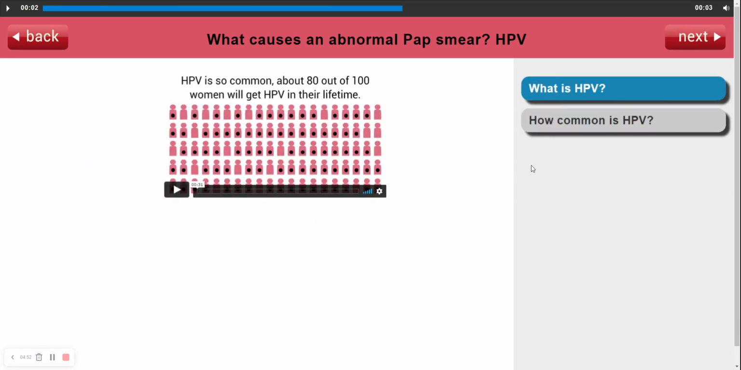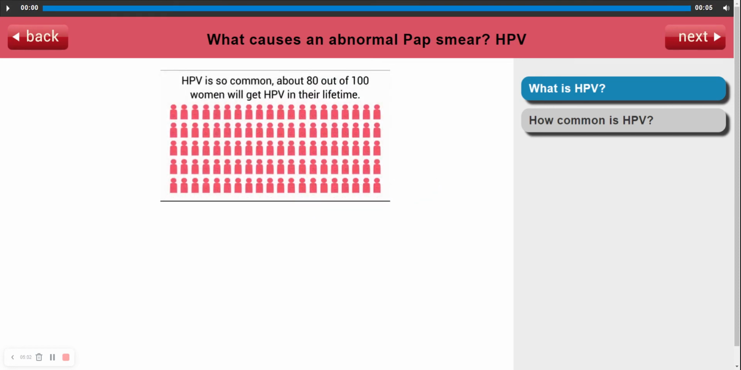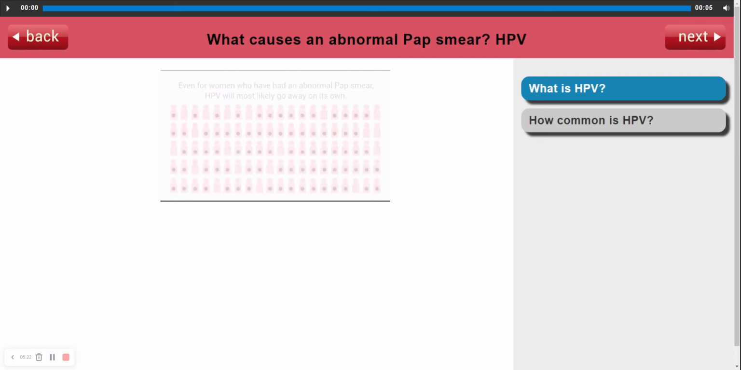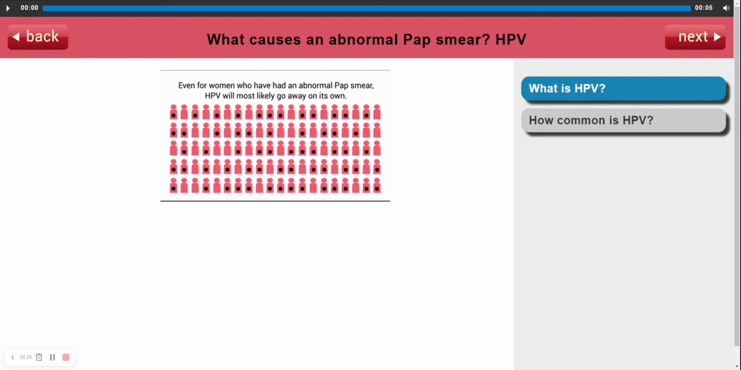How common is HPV? HPV is so common, about 80 out of 100 women will get HPV in their lifetime. Usually, a woman's immune system can fight off HPV, just like the flu. In rare cases, women do not fight off HPV, but in most cases, this does not cause symptoms or problems. Even for women who have had an abnormal pap smear, HPV will most likely go away on its own.